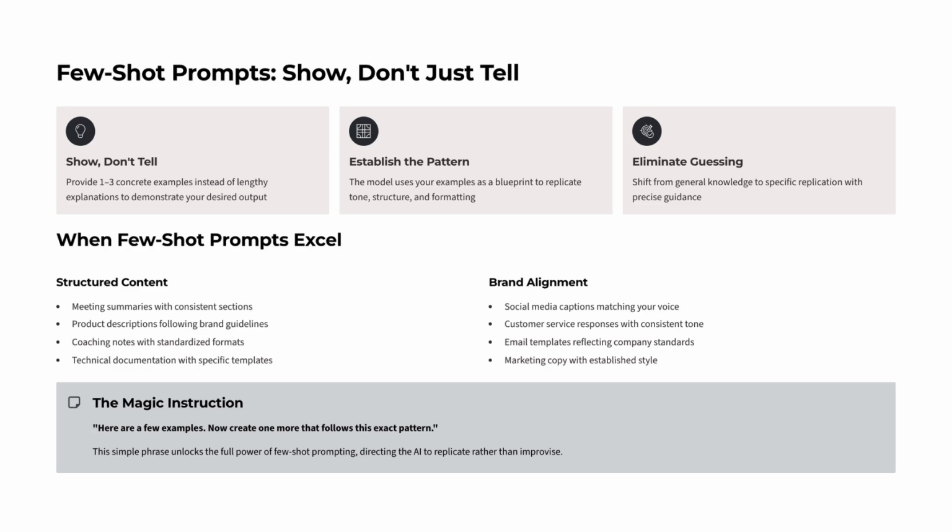Few-shot prompts are incredibly powerful because they allow you to teach the model exactly what kind of output you want by giving it a few examples to learn from.